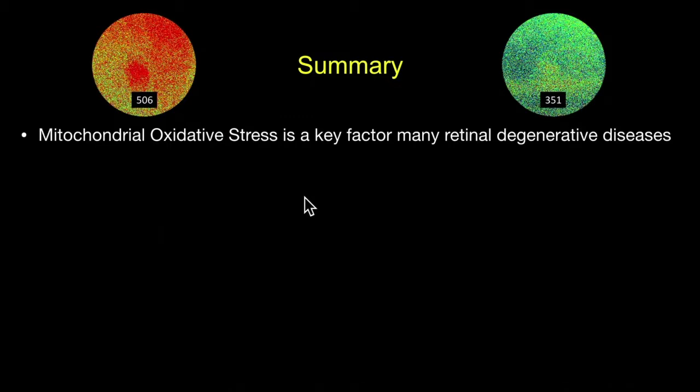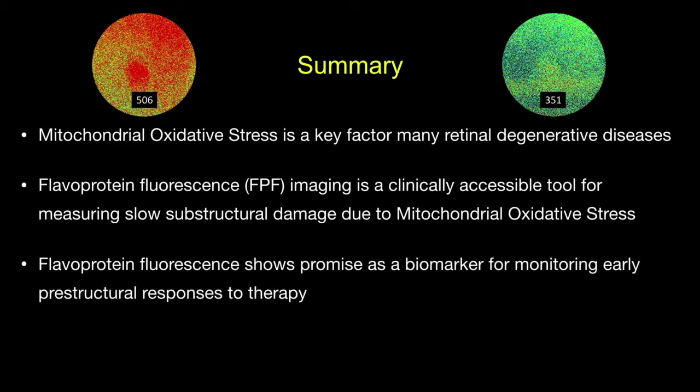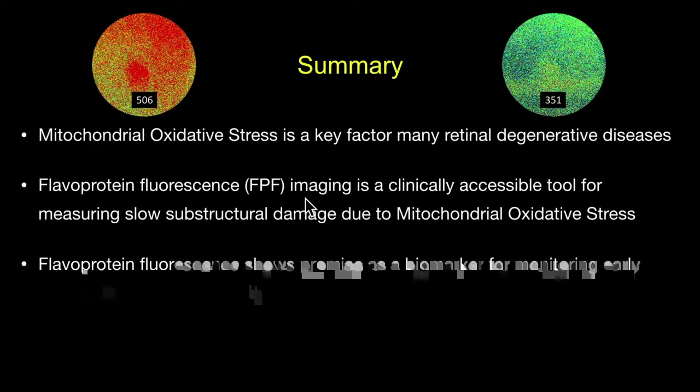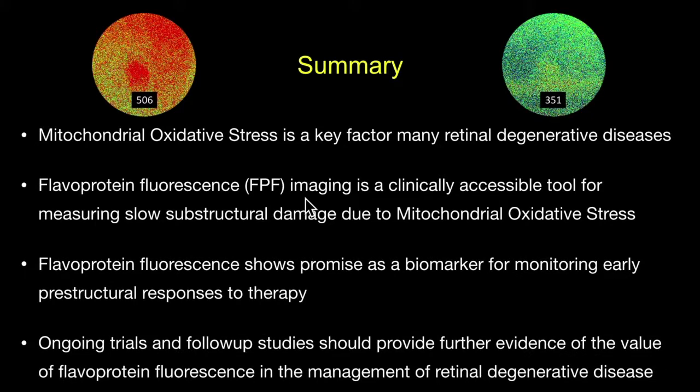So in summary, mitochondrial oxidative stress is a key factor in many retinal degenerative diseases. And flavoprotein fluorescence imaging is a clinically accessible tool for measuring slow substructural damage due to mitochondrial oxidative stress. So flavoprotein fluorescence shows promise as a biomarker for monitoring early prestructural responses. Ongoing trials and follow-up studies should provide further evidence of the value of this technology for management of retinal degenerative diseases.